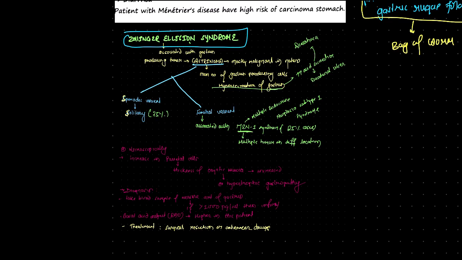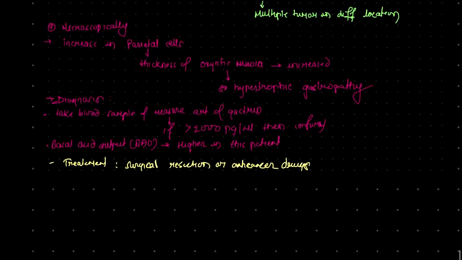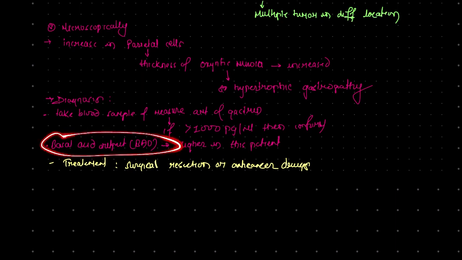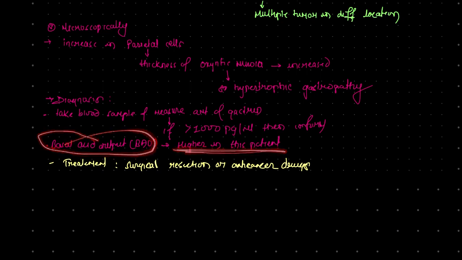Now, talking about the diagnosis, how are we going to diagnose whether it is Zollinger-Ellison syndrome or the other condition, Menetrier disease? We take a blood sample and measure the amount of gastrin. If the gastrin in blood is greater than 1000 picogram per milliliter, then we confirm that it is Zollinger-Ellison syndrome. We can also measure basal acid output. If the basal acid output is higher, then we confirm it is Zollinger-Ellison syndrome.